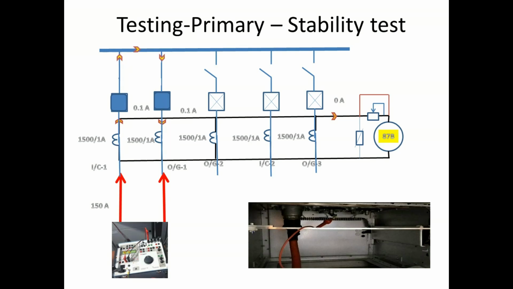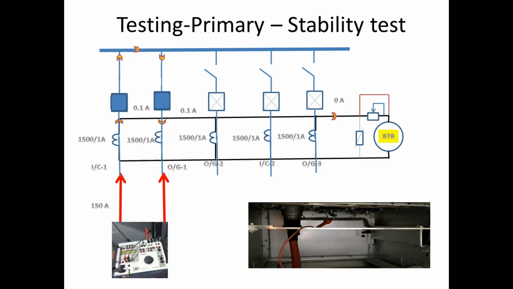Correspondingly, the CT secondary produces 0.1 amps on each panel, that is incomer and outgoing. Since the current is in on the incomer and out on the outgoing, that should not produce any differential current on the relay. Here the current in and out is the same and in opposite direction, so there is no differential current.